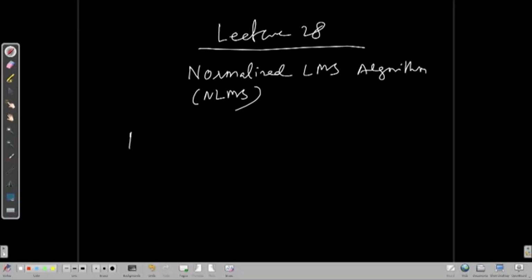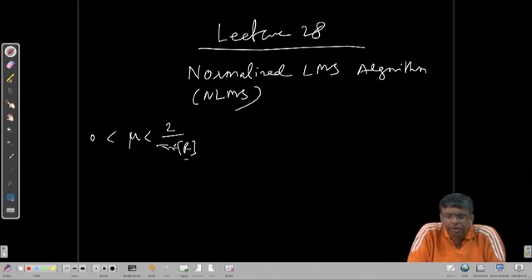Okay. Previously, you have seen in the LMS algorithm, convergence in mean requires mu to be less than 2 by trace R, where R is the input autocorrelation matrix. Now, suppose input statistics change from time to time. So the autocorrelation matrix also changes, trace R also changes. So it will be very difficult to set an upper limit of mu, because the upper limit is varying. There the upper limit is independent of things like trace R, which depends on the input statistics.